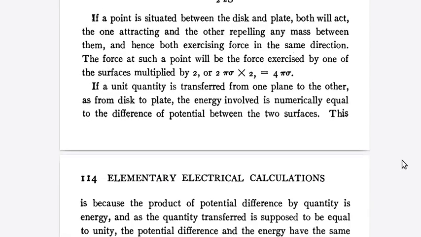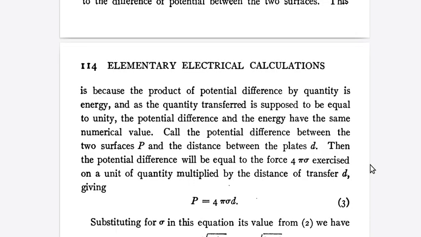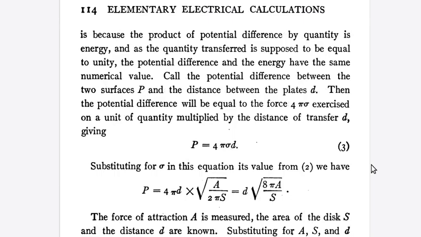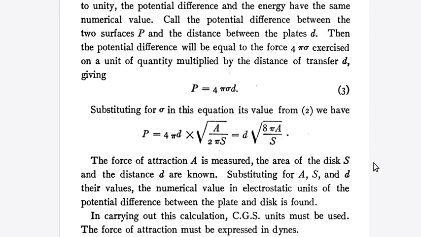If a unit quantity is transferred from one plane to the other, as from disk to plate, the energy involved is numerically equal to the difference of potential between the two surfaces. This is because the product of potential difference by quantity is energy. And as the quantity transferred is supposed to be equal to unity, the potential difference and the energy have the same numerical value. Call the potential difference between the two surfaces capital P and the distance between the plates lowercase d. Then the potential difference will be equal to the force, 4πσ, exercised on a unit of quantity multiplied by the distance of transfer d, giving P = 4πσd.